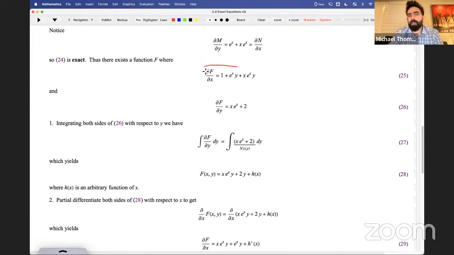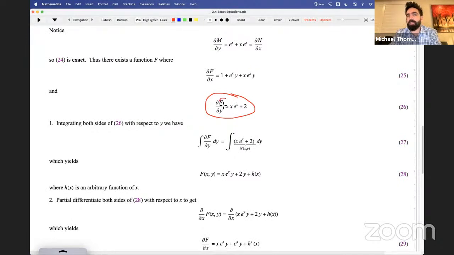And then it's your choice where you want to start, right? You can start with this one and integrate with respect to x first, and then partial differentiate with respect to y. Or you could start with this one, in which case you would integrate with respect to y first, and then differentiate with respect to x. Okay, so it just depends on whatever's easier, whatever you want to do first. So let's start off with this one first.